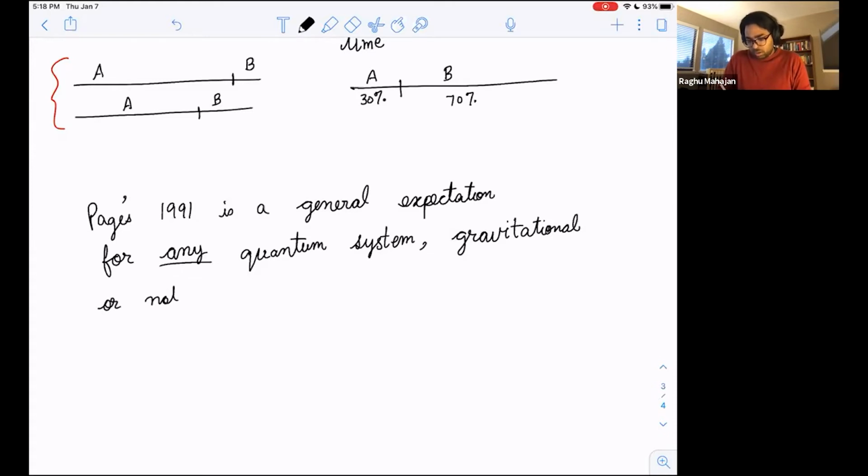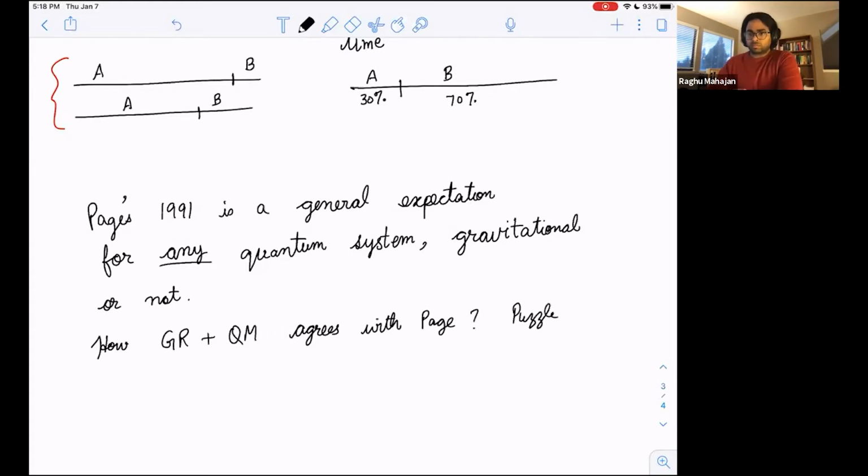The puzzle is to explain how GR plus quantum mechanics agrees with the Page curve. This is the puzzle. Because Hawking just followed his nose. Hawking computes in this theory and finds that the general expectation is violated. So how do we explain that? Yeah, thanks for the question. Is that clear? Yeah, thank you.